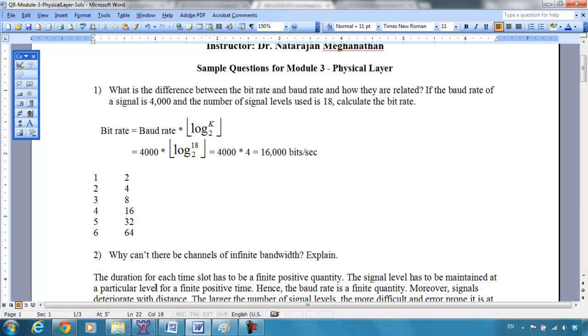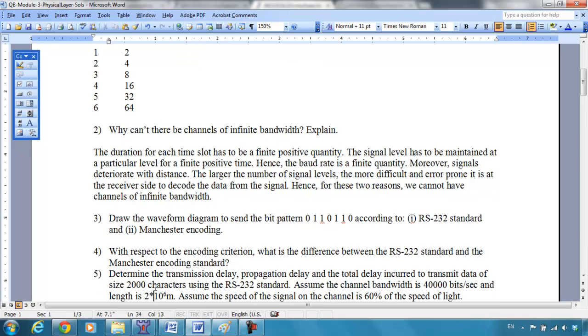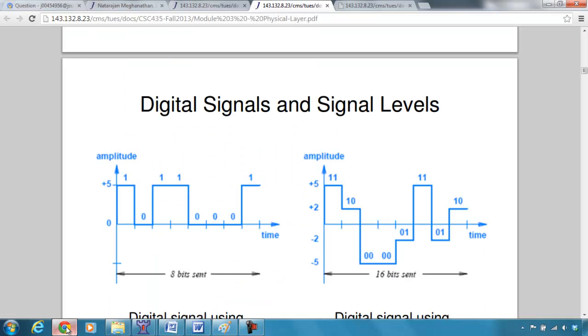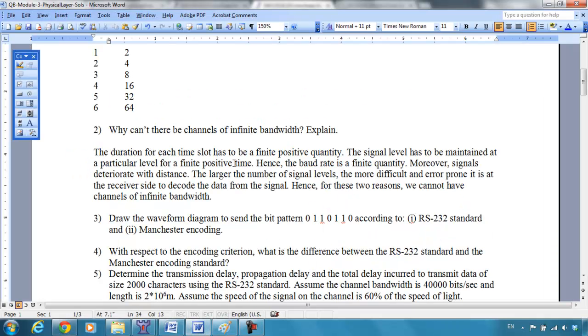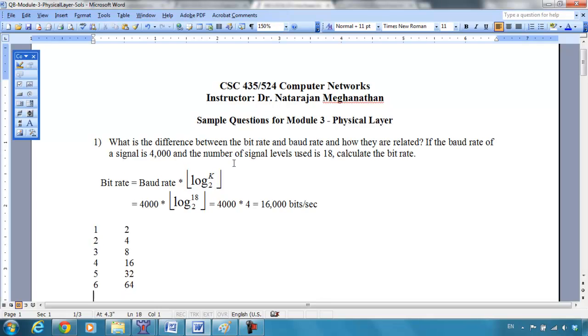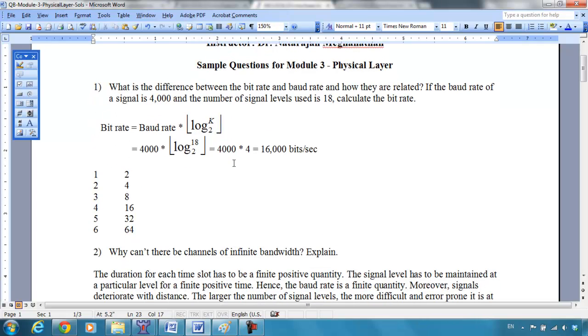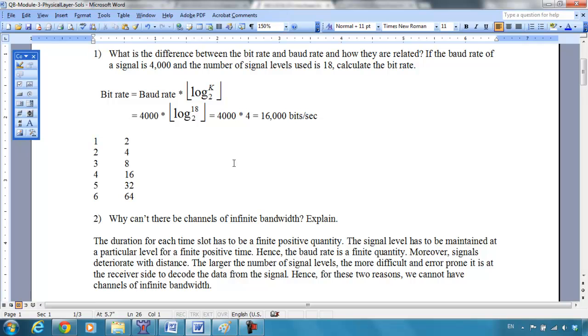Okay? Now, why can't there be channels of infinite bandwidth? So again, if you see here, each time slot has to be for a finite time period. You cannot have a time slot of duration 0, right? So each time slot has to be for a finite positive quantity. Which means the baud rate is a finite quantity, it cannot be infinite, right? Since we know that the bit rate is baud rate times log k to the base 2, and the baud rate is a finite quantity, the bit rate also has to be a finite quantity.